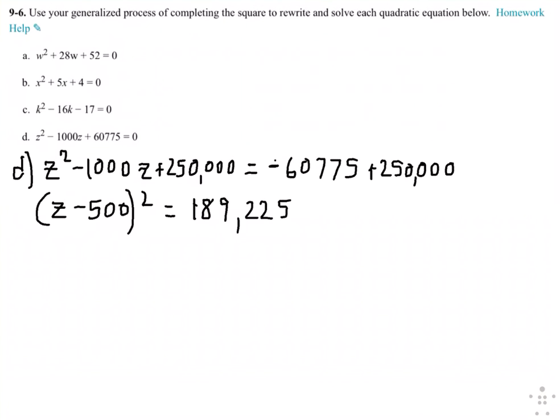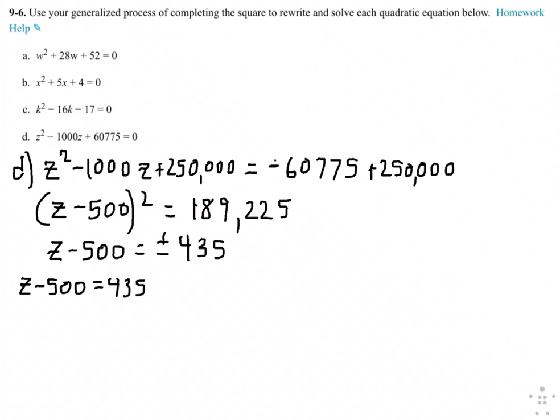And now we take the square root of both sides, so I get z minus 500 equals plus or minus the square root of 189,225, which is 435. Clearly, I would not expect you to have this memorized. So now we have z minus 500 equals positive 435, and z minus 500 equals negative 435. That's what the plus or minus is for.